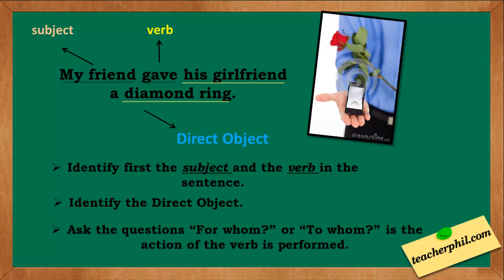The last one, ask the questions for whom or to whom is the action of the verb performed. Well, to whom did my friend give the ring? Answer: of course, his girlfriend. Therefore, it is our indirect object. It is also the one receiving the direct object, diamond ring.